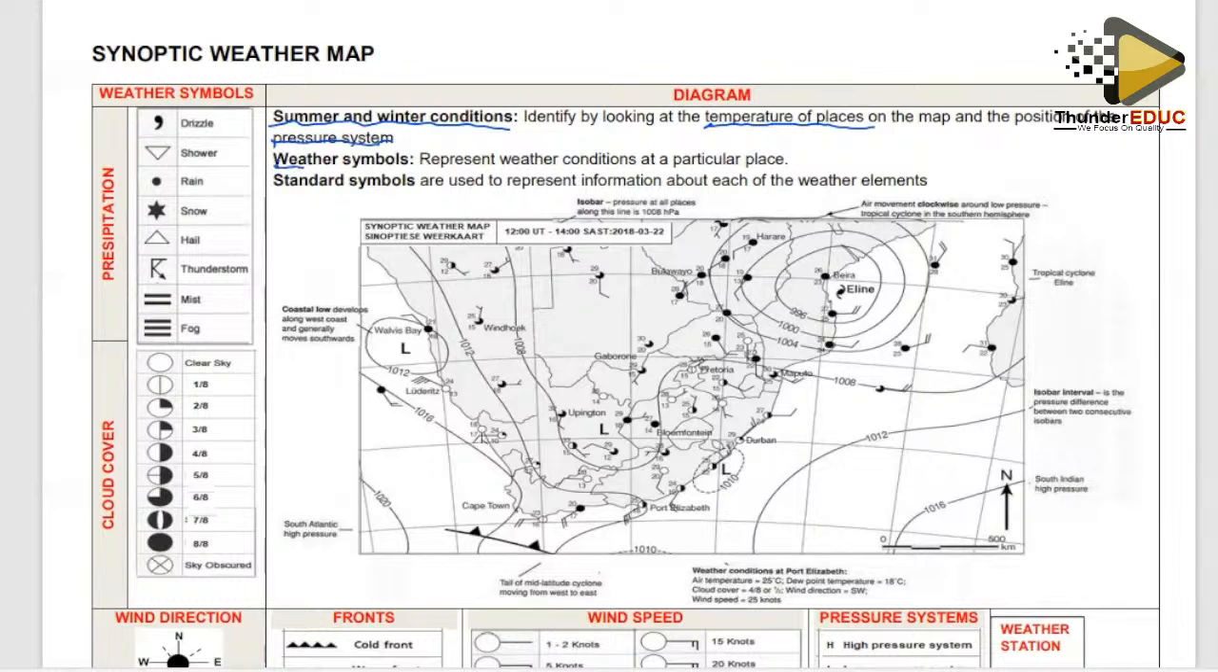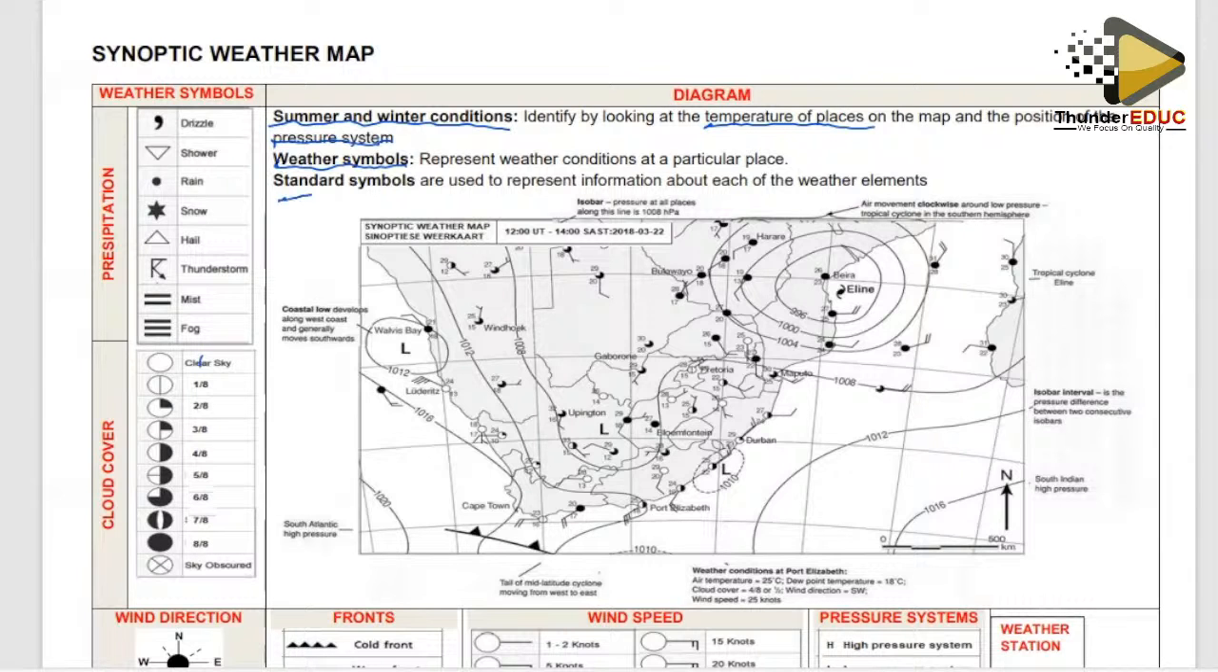Right, then we have weather symbols. Weather symbols represent weather conditions at a particular place, like these symbols that we are seeing here. This is a specific geographical symbol. They are meant to represent different weather elements, and they tend to be used internationally as an international benchmark of the indication of the different weather elements as a summary of the synoptic weather map.